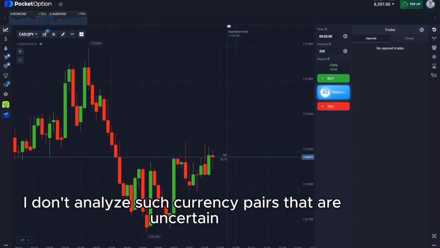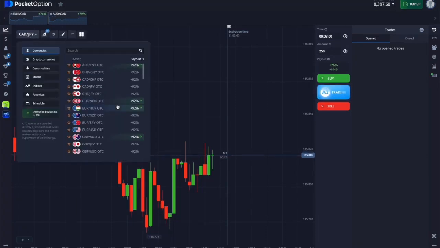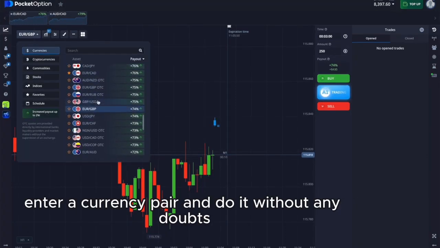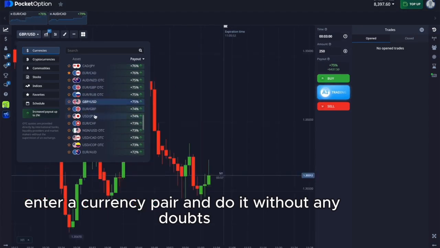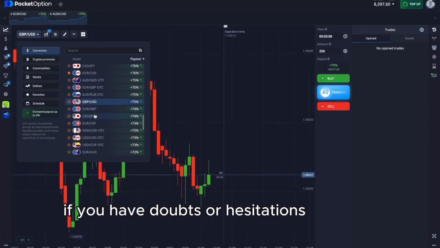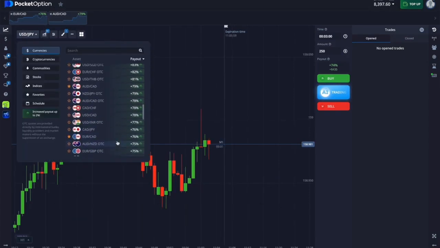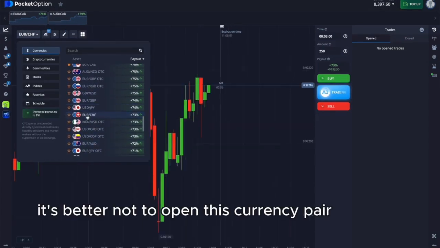I don't analyze such currency pairs that are uncertain. For us, the main thing is to focus on the confident ones, enter a currency pair, and do it without any doubts. If you have doubts or hesitations, it's better to skip that currency pair. Please listen to my advice. It's better not to open this currency pair.